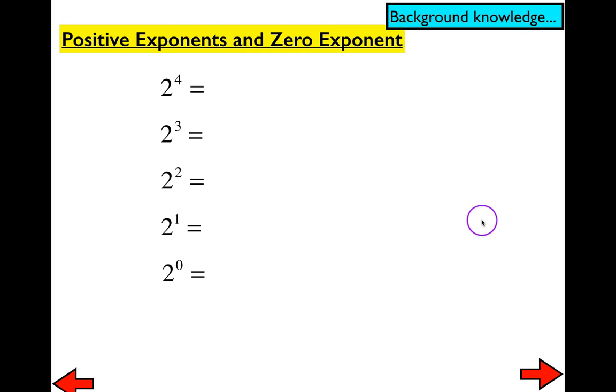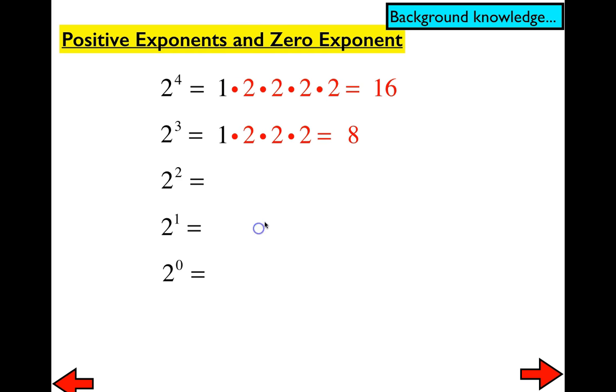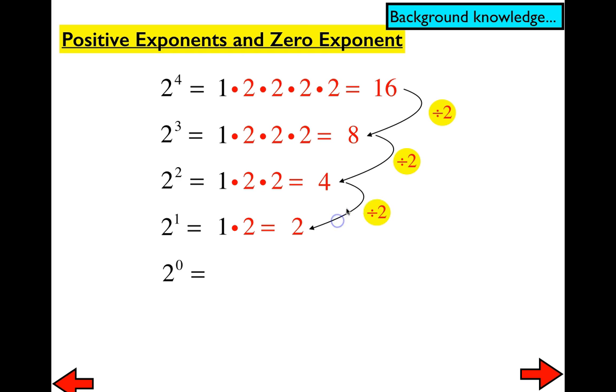So now let's look here. Some background knowledge. We have some positive exponents and zero exponents. I'm going to go ahead and show you the work, and I want you to look for a pattern. What's happening every single time going from 16 to 8 to 4 and 4 to 2? Well, hopefully you see that we're dividing by 2 every single time. If you're wondering why it's 2, maybe it's because our base is a 2. Okay. So, what would 2 to the 0 power be?